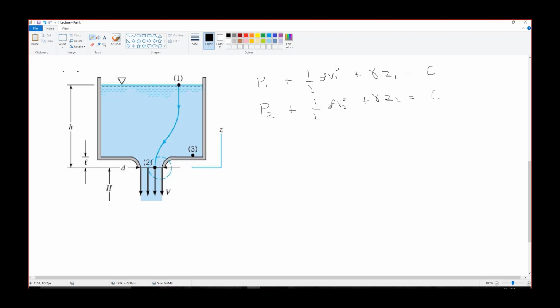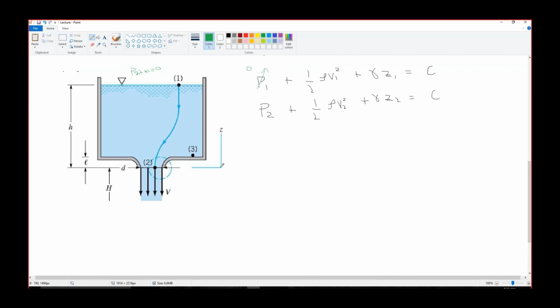Now we can apply some simplifications on this. What simplifications can be applied? Sir, V1 equal to 0, because point 1 is located on a free surface, and at the free surface the pressure is the atmospheric pressure. This pressure would be equal to P atmosphere, and if we are using gauge readings, then this atmospheric pressure should be equal to 0. So basically P1 is 0, so we can omit this.